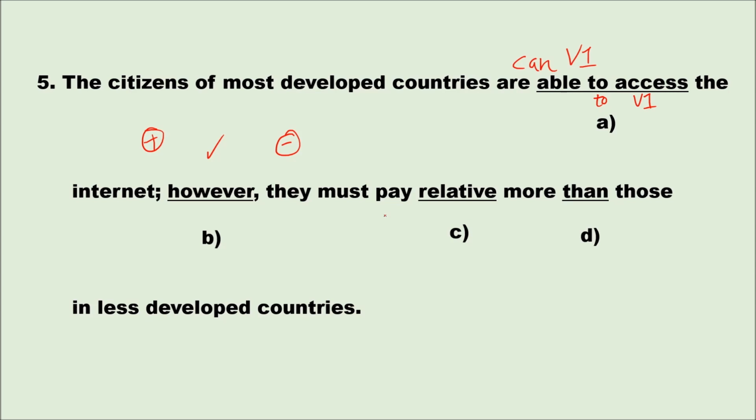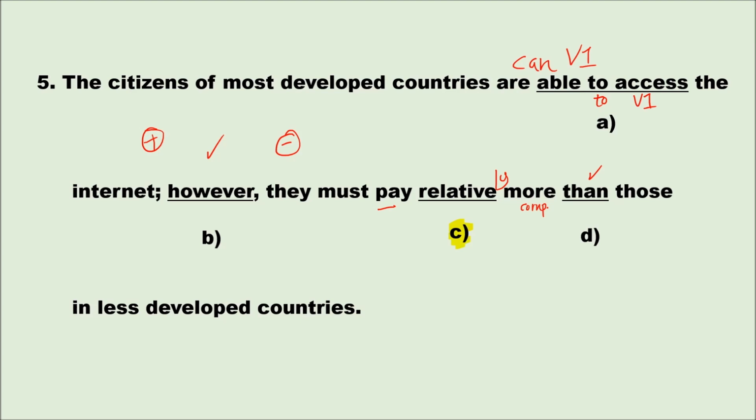We made a video about how to make comparative sentences. Here we have the word more. The word more means it's going to be some kind of comparative sentence. More than is correct. Next we look at the verb. The verb is pay, and we are comparing paying in two countries. So this word should modify the verb. What should we use in this case? Relatively. Relatively modifies the verb pay. It is an adverb modifying the verb.